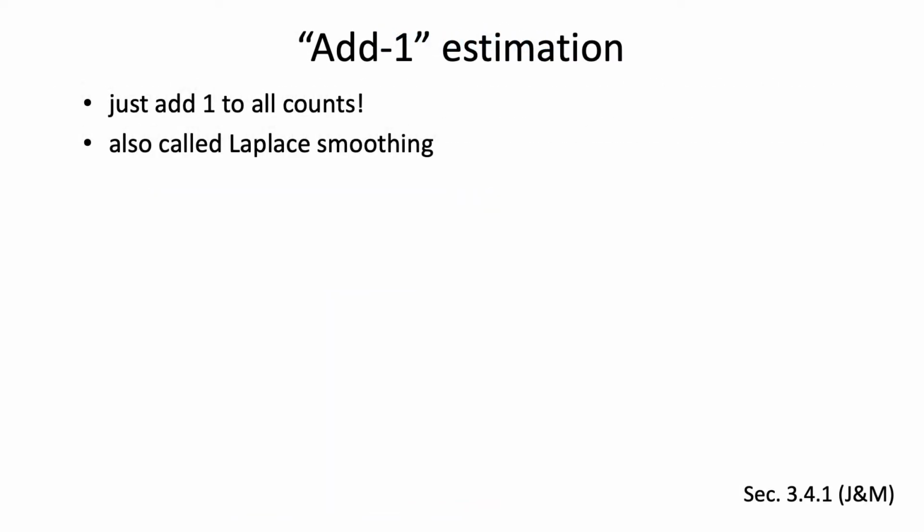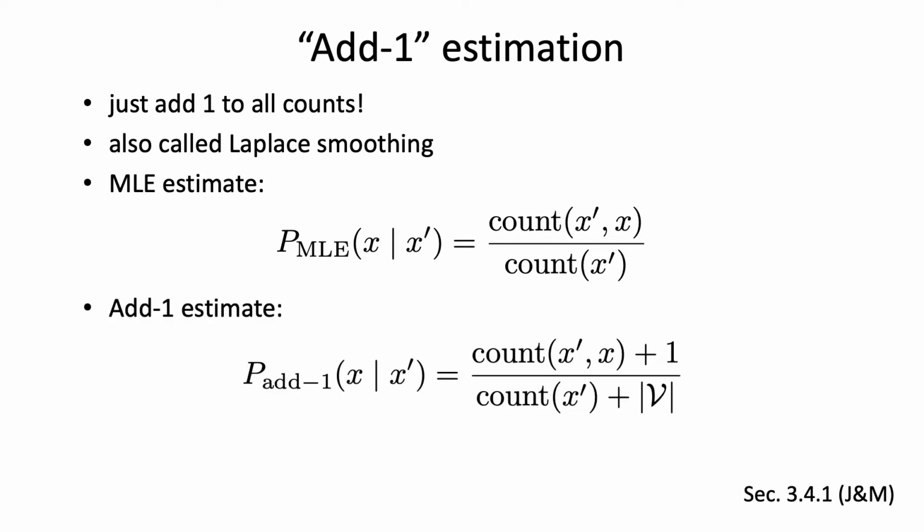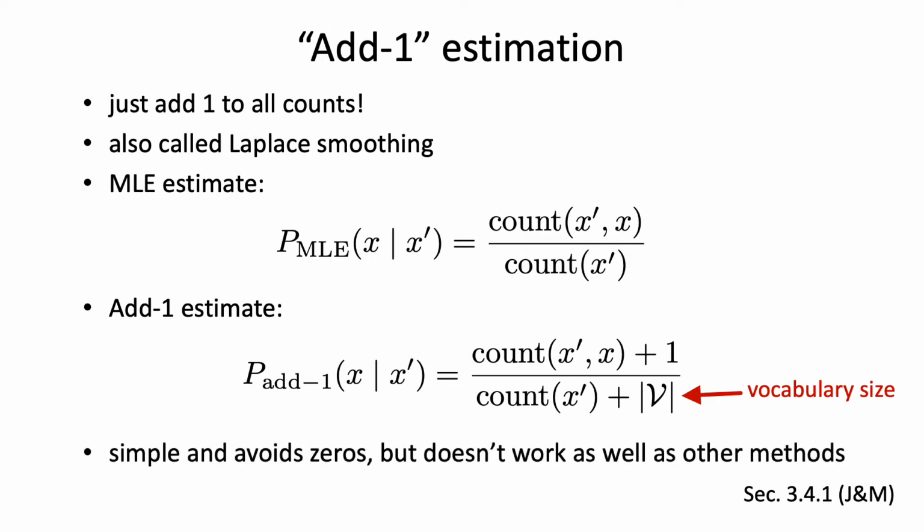The simplest method is called add-1 estimation and consists of adding 1, or some other small value, to all counts. It's also called Laplace smoothing. Here's the MLE estimate for our bigram model, and here's the add-1 estimate. We end up adding the vocabulary size to the denominator so that the distributions normalize correctly. This is simple and avoids zeros, but it doesn't work all that well in practice, so it's not commonly used for n-gram language model smoothing.